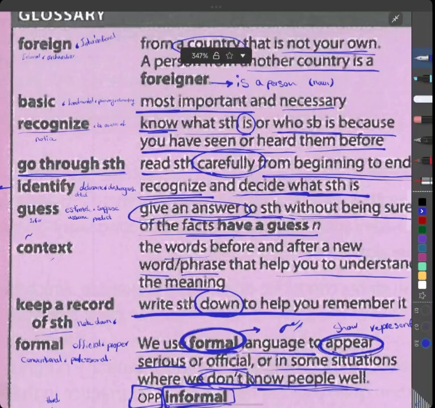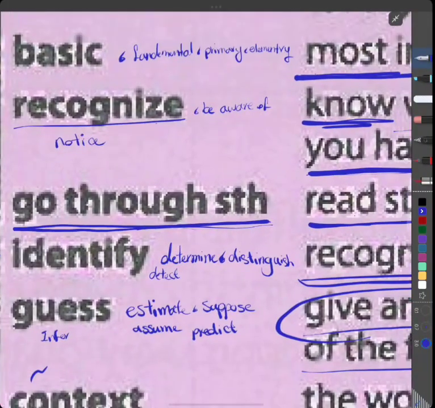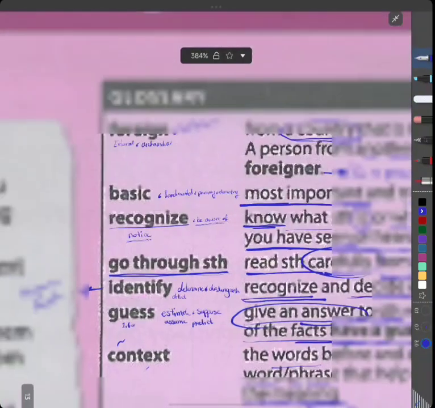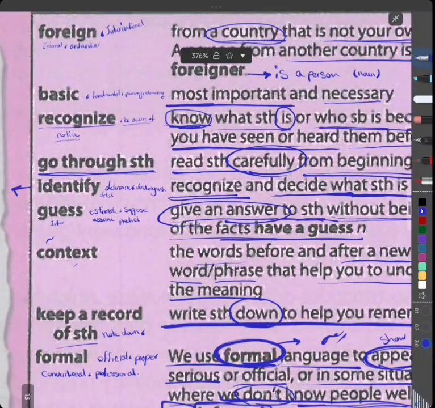Recognize means know. Another synonym for recognize is know. Know what something is or who somebody is because you have seen or heard them before. Some synonyms we have here, for example, be aware of, and notice, and know. These are synonyms for recognize.